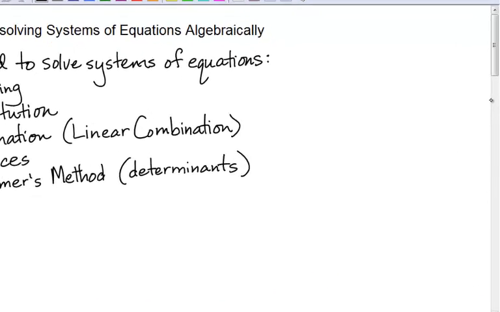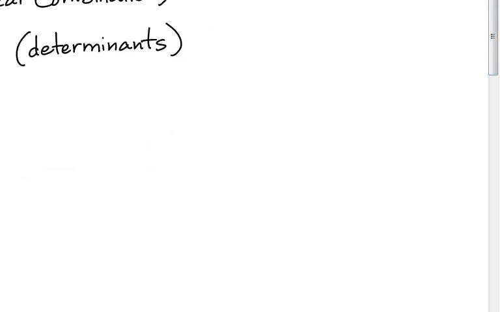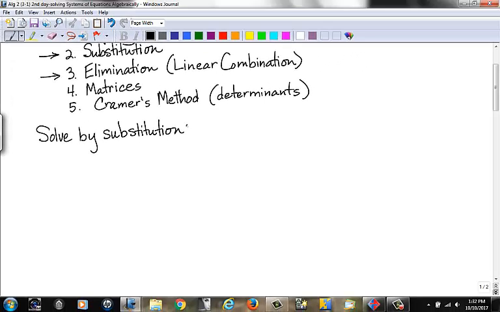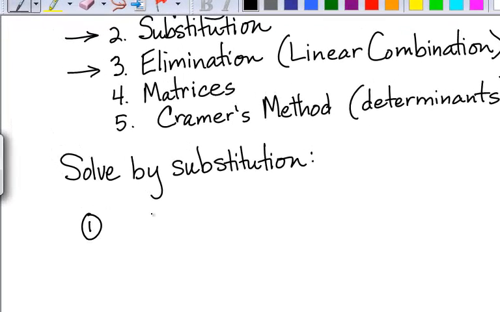So if they say solve algebraically, you have your choice. But on some of these, they will say solve by a certain method. So this first one, I'm going to say solve by substitution. First, you have to spell it correctly. Solve by substitution.